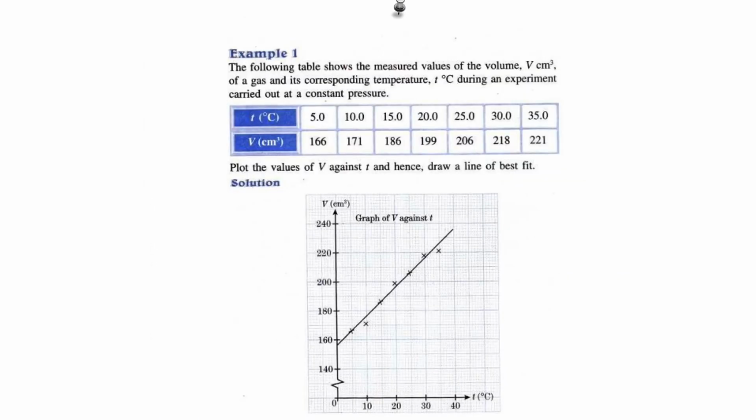The following table shows the measured values of the volume of a gas and its corresponding temperature in T degrees Celsius during an experiment carried out at a constant pressure. Plot the values of V against T and hence draw a line of best fit. So this is the graph for the line of best fit. Looks like 2 points on top of the line and 2 points below the line. So it's called a line of best fit.